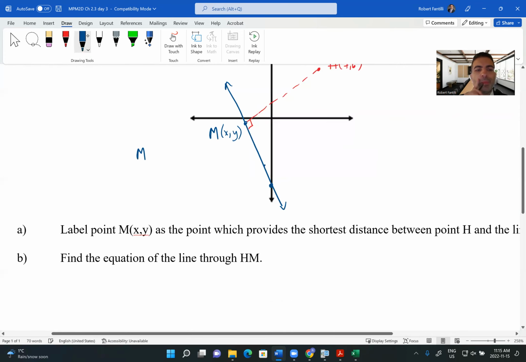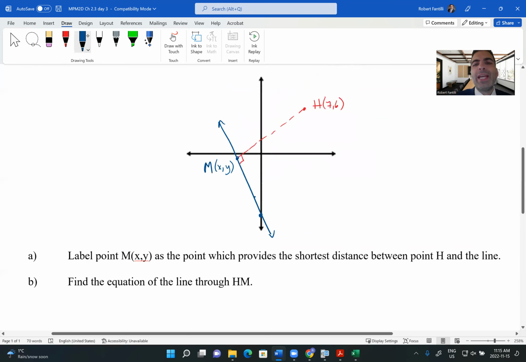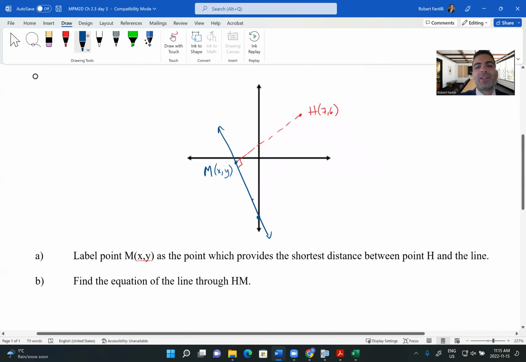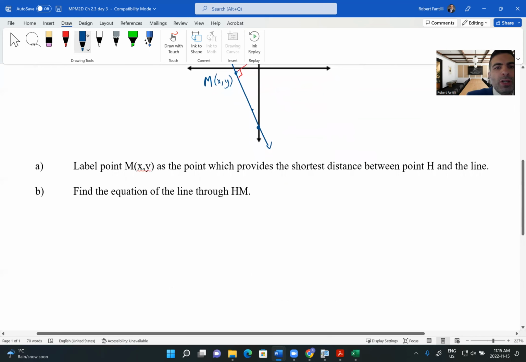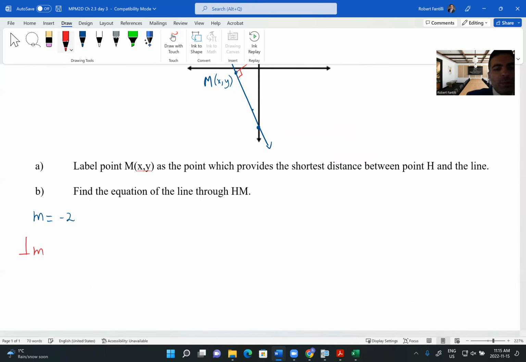So we labeled it. B says, find the equation of the line through HM. So what it's really asking us is to please find the equation of that red line. All right, that's something we could do. Well, we know, first of all, that the slope of the blue line is -2. So the perpendicular slope, there's a symbol for perpendicular, is the negative reciprocal, which means flip and change the sign. So my perpendicular slope is 1/2. That's important information. So I'm putting a box around it.